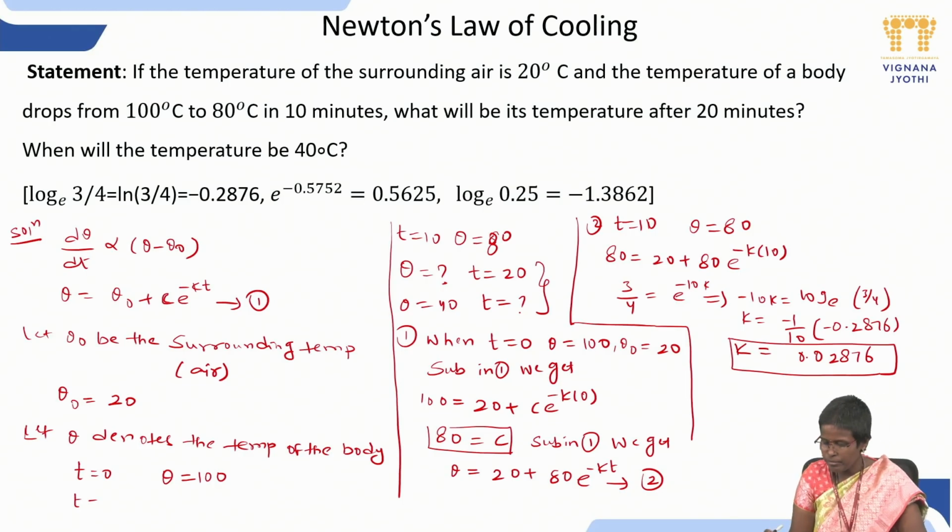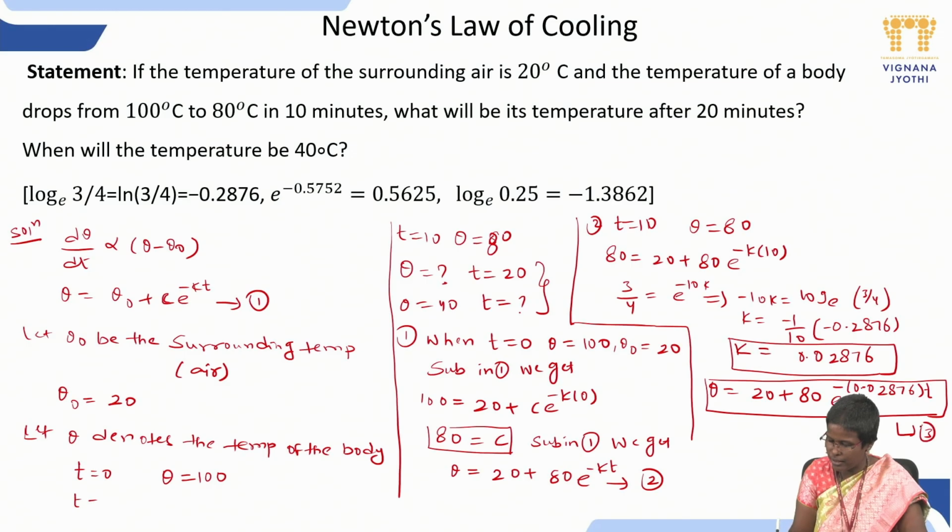Now, K value is there. If we substitute this into theta equals 20 plus 80 e power of minus 0.02876 into t. Okay, friends, this is the relationship between theta and t. Right, let us say this one as third.